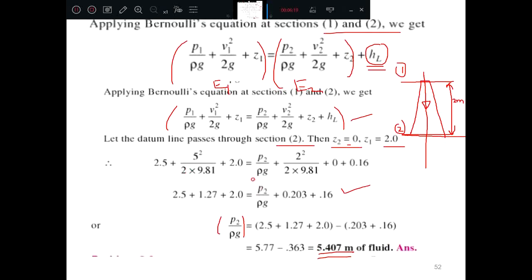Generally this type of problem will be asked in the exam, and they will generally be asking for 10 to 12 marks.